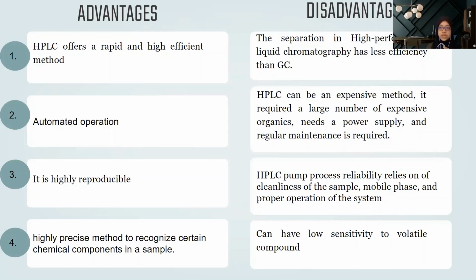For disadvantages, the separation in HPLC has less efficiency than GC. This is because of the speed of HPLC and because it relies on different polarities of compounds. Two compounds with similar structure and polarities can exit the chromatography apparatus at the same time or nearly the same time, and this is known as co-elution. Co-elution makes it difficult to determine which portion of the mixture elutes at what point.